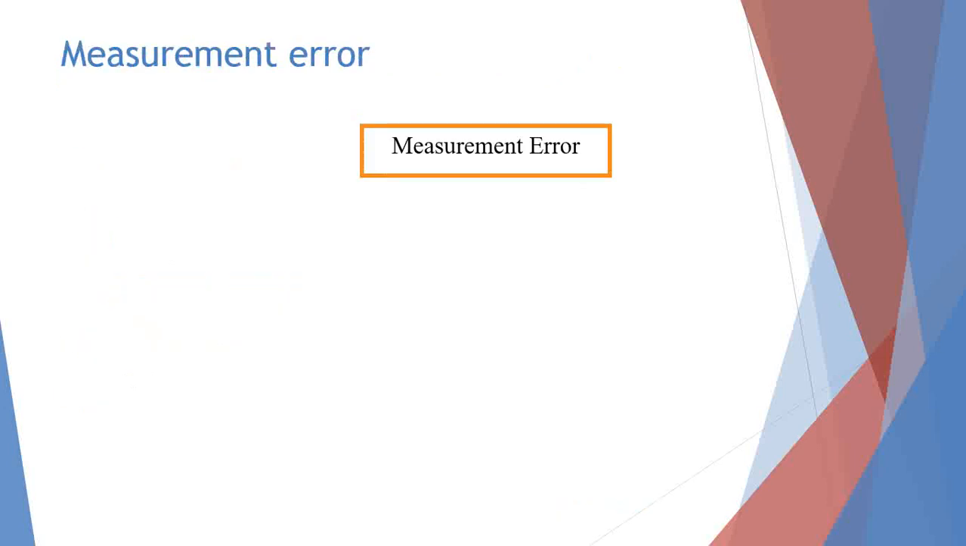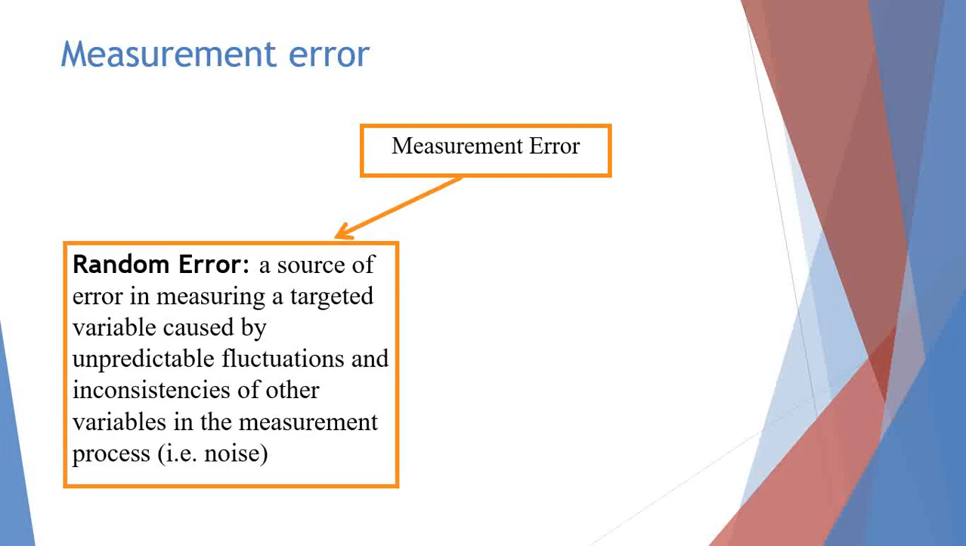Now, even if you have great items, you still have the potential for measurement error. So there's random error, which is the source of error in measuring a targeted variable that's caused by unpredictable fluctuations and inconsistencies of other variables in the measurement process that are noise. So, for example, if it were a test of ability, a student comes in sleep deprived, they come in drunk, they come in stoned and wasted, obviously they're not going to do well. Maybe they have test anxiety. But it can also serve to inflate their score as well on a test of ability. Maybe they're a good guesser.